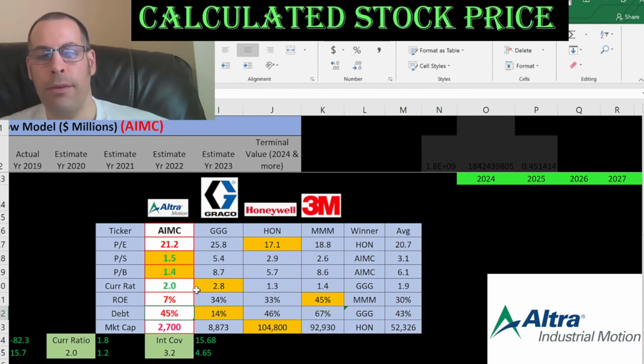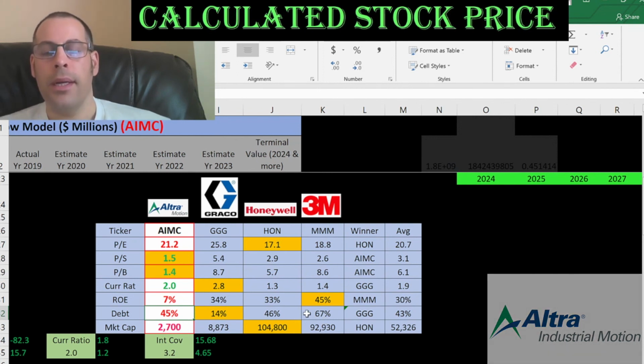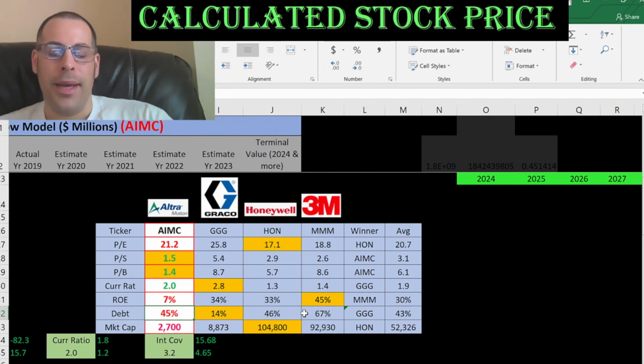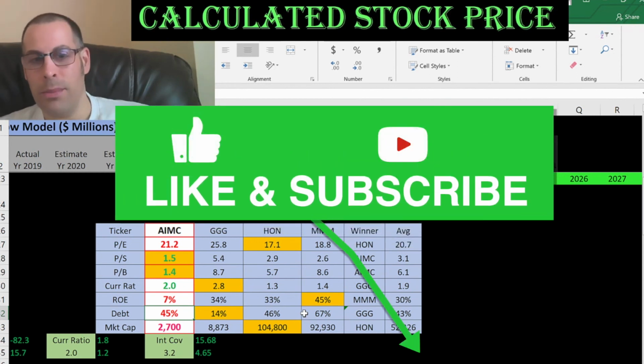They're all above 1. ROE, they're by far the worst in ROE. Every company besides them is above 30%. They're only at 7%. And in terms of debt, they're about average. In market cap, they're by far the smallest company of the bunch. So when you invest in a smaller company and a high beta company, it tends to be more risky, but you could make more money, but you could lose more money.